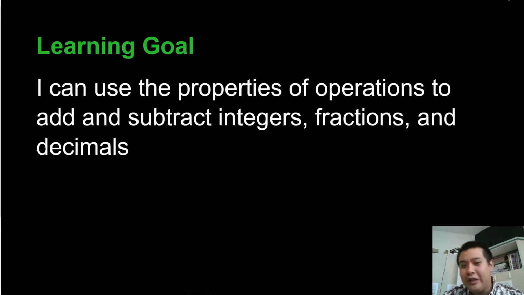Today's learning goal is that I can use the properties of operations to add and subtract integers, fractions, and decimals. Today what we're going to focus on, however, is not integers, it is not decimals, it is fractions, okay? So this lesson is all going to be about adding and subtracting negative and positive forms of those. So let's go ahead and try the first one out.